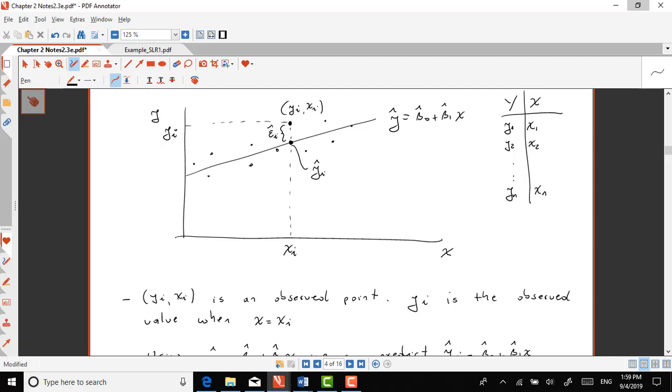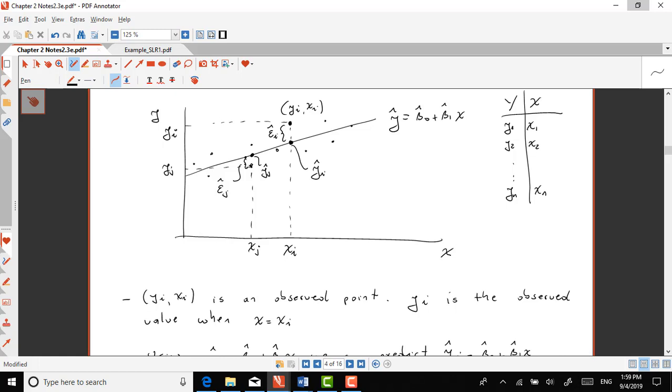Okay, now of course we can do the same thing. We can go and calculate these predicted errors for all of the points. We could have picked another point. Just as an example, let's say this would be the point xj, and this is yj. So here this will be yj hat, and this should be the predicted error. Okay, and so on and so forth.